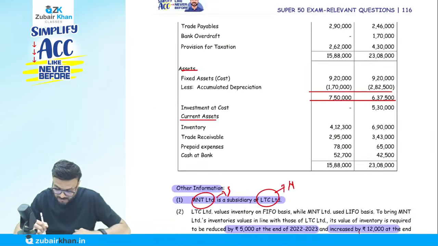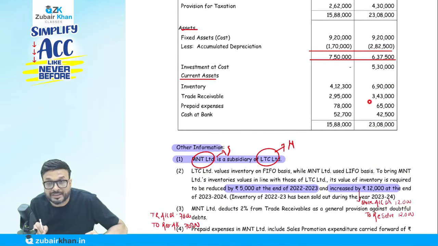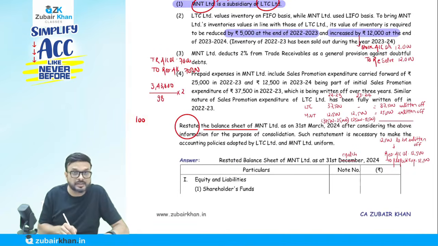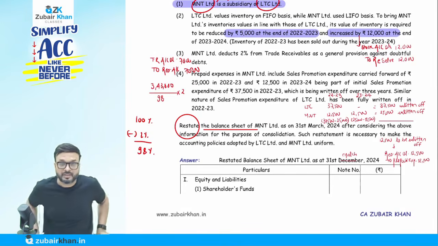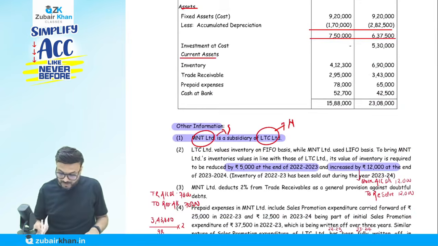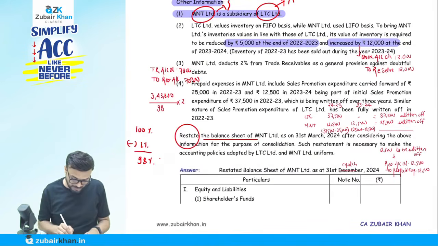But how much is the trade receivable we have? The trade receivable that we have is 3,43,000. But understand that now. Say 100 is the trade receivable. I deduct 2%, now it is coming 98%. You know how much is mentioned in the balance sheet after deduction? M&T Limited has already deducted the 2% from the trade receivable. The value appearing here, 3,43,000, is 98%.